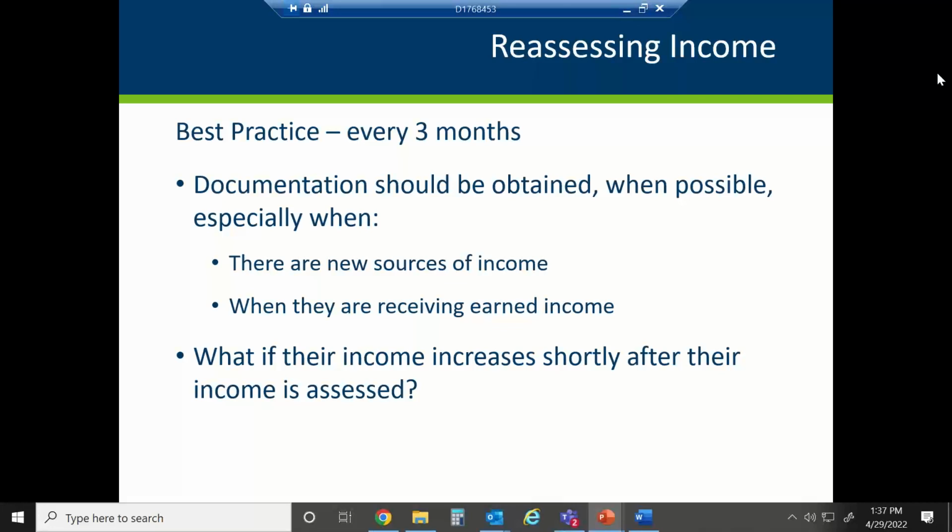We will be updating our program guide. We currently don't have guidance in there about reassessing income. And so we expect that guide to come out late summer, and we will be including more guidance on this, so stay tuned.